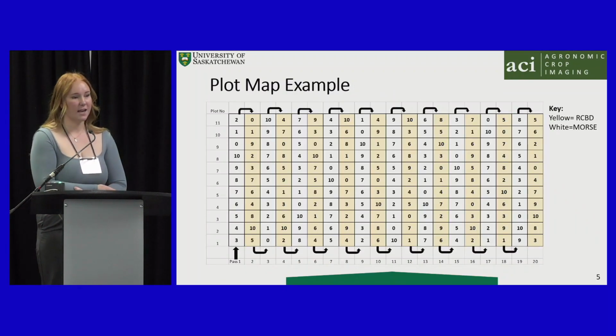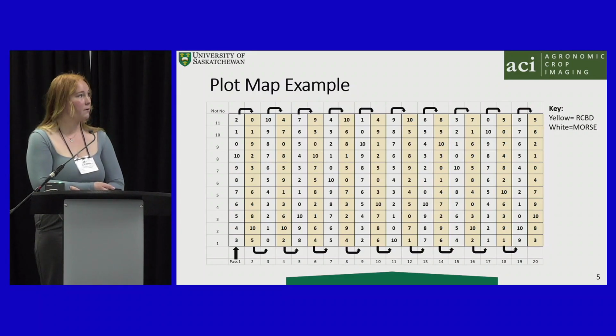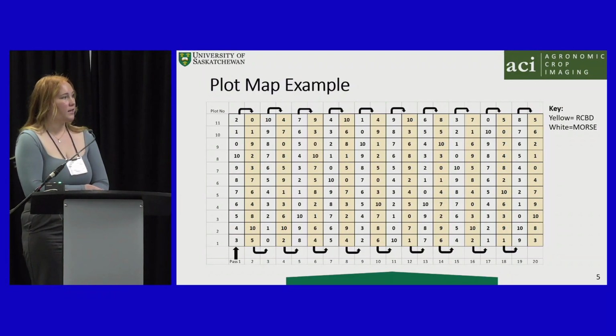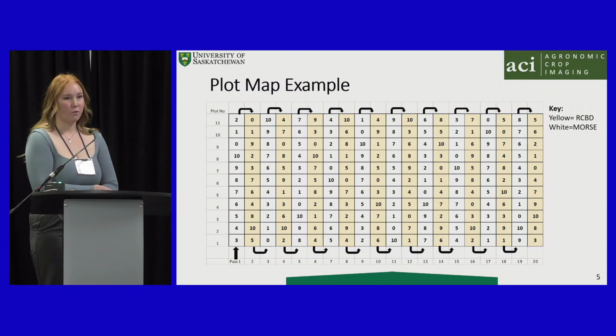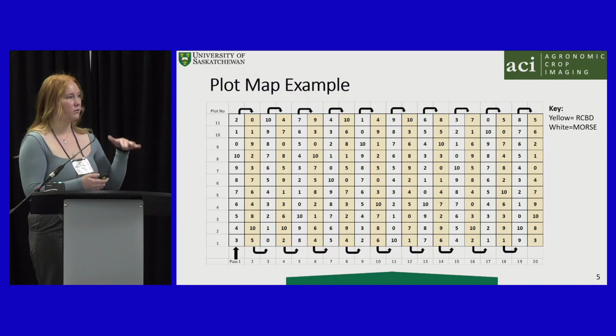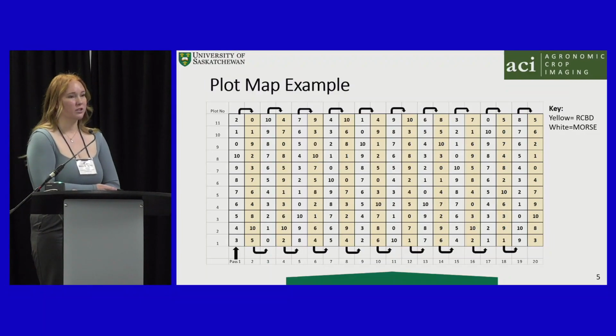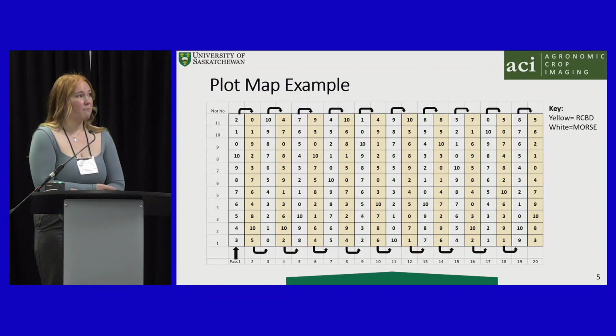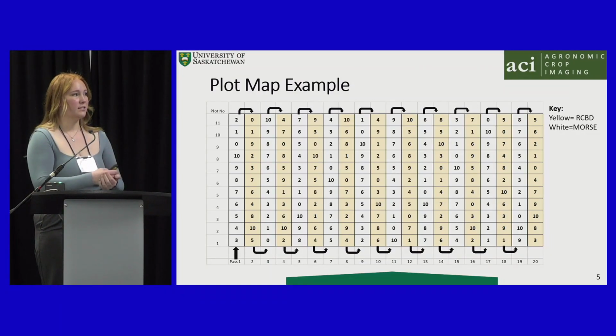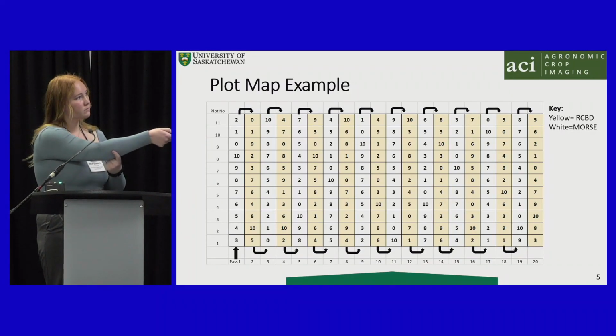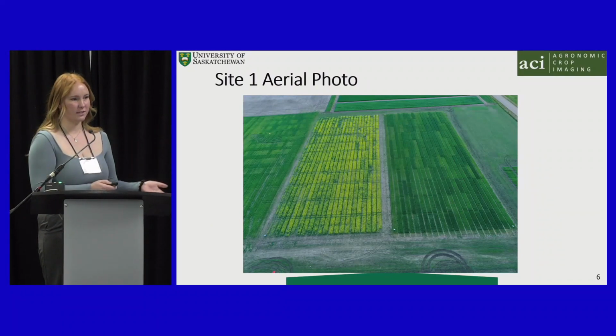So this is an example of the plot map. The white pass is the MORS design, and as you can see, it goes up in order, like 3, 4, 5, and the yellow is just a traditional RCBD. The RCBD is embedded in the MORS design to allow for a more accurate comparison between the two. And this is what it looks like in the field.